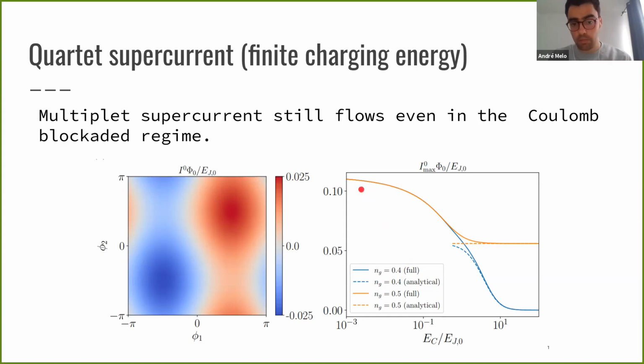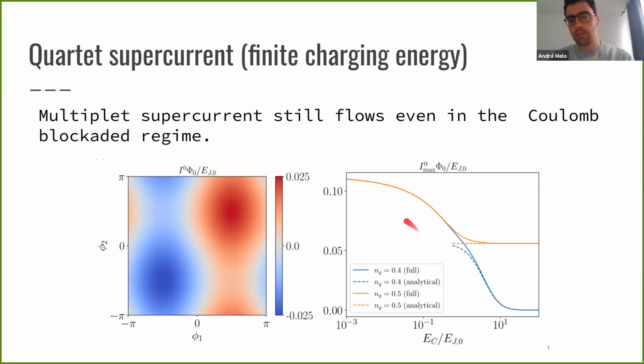And that's what I'm plotting here. So here I'm plotting the maximum quartet supercurrent, so maximum over all offset phases, as a function of increasing EC. And the blue line is at ng equals 0.4. There's nothing special about this value other than the fact that it's not 0.5. And what you see is that as I increase EC, the current just goes to 0. And that's because, again, the cost of adding a charge to the central island just becomes prohibitively high, and I just suppress this multiplet supercurrent. However, there is a special point, and that's the charge degeneracy point, this 0.5, where the 0 and 1 states are actually degenerate.